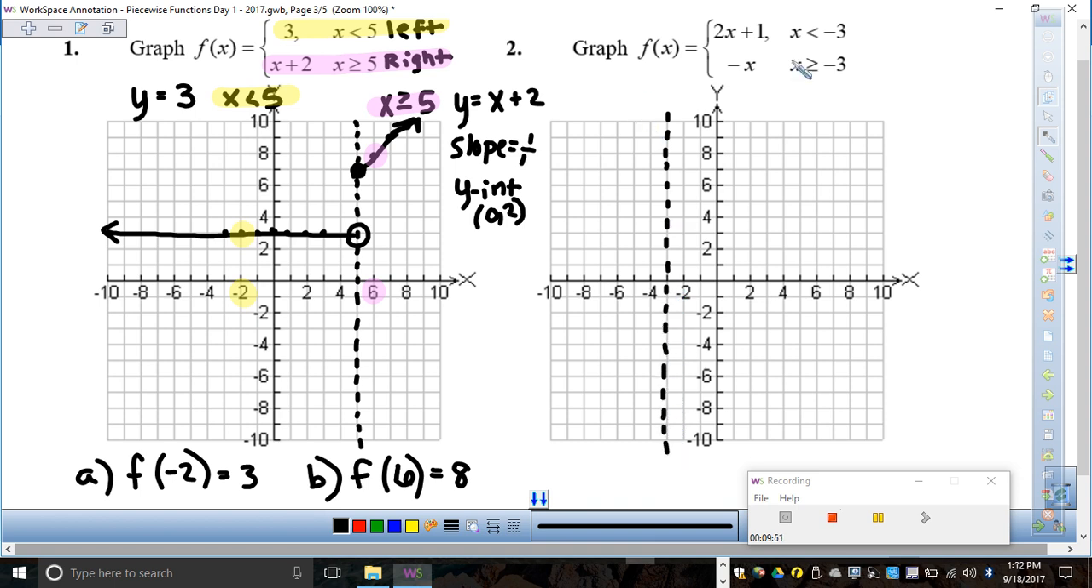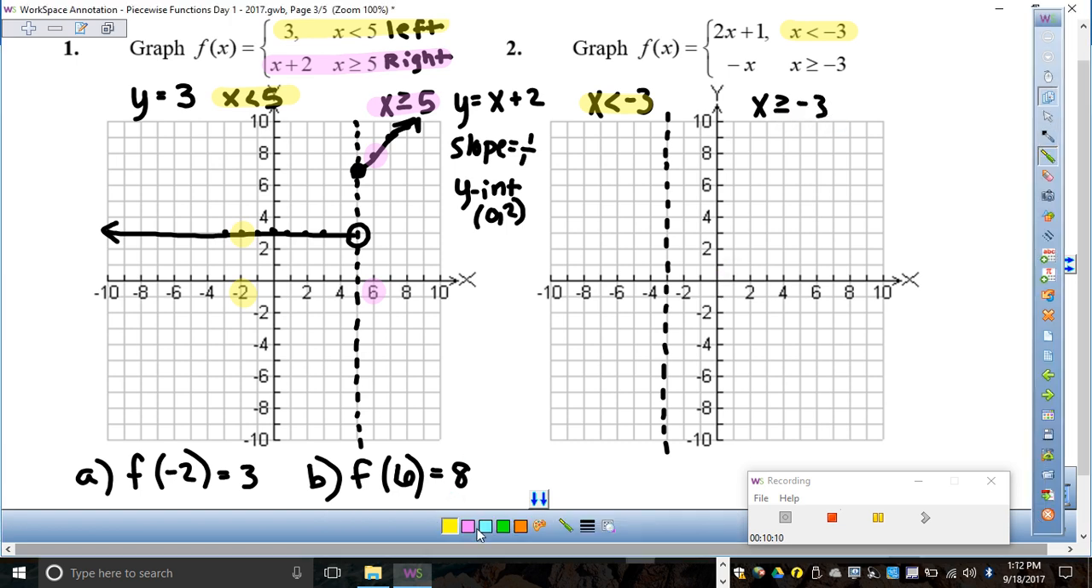All right, so we're always going to start by doing some labeling. On the left side, that's where x values are less than negative 3. Left sounds like less, so you can think about that. Less than will go on the left side. On the right side is where we have our x values greater than or equal to negative 3. And I always like to do some color coding here. If you have some highlighters of your own, that just helps to separate this.